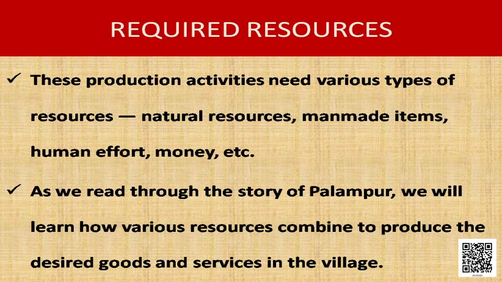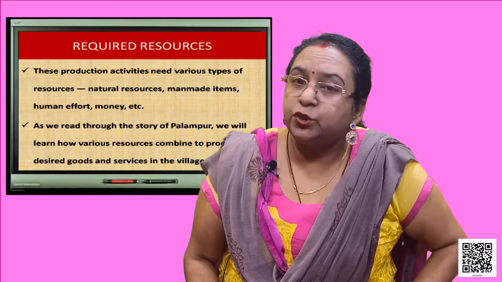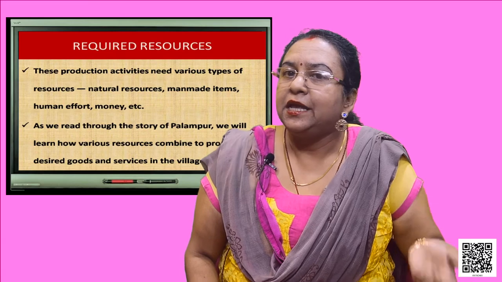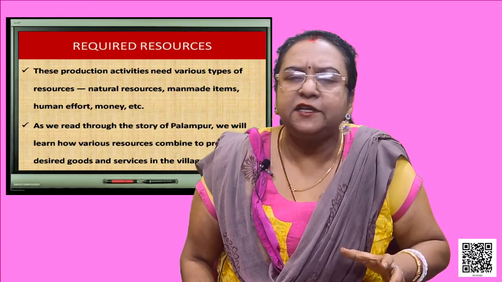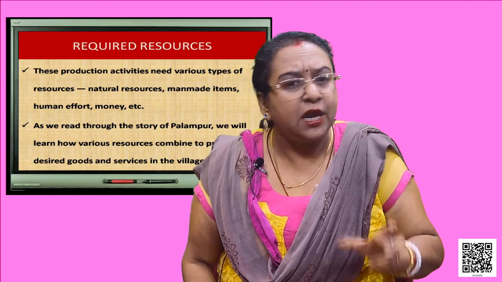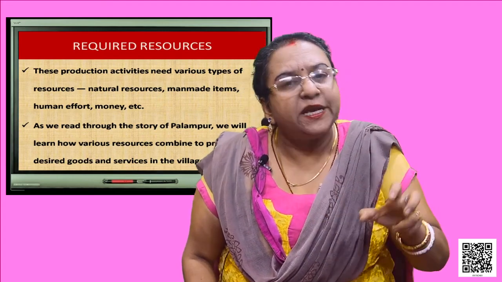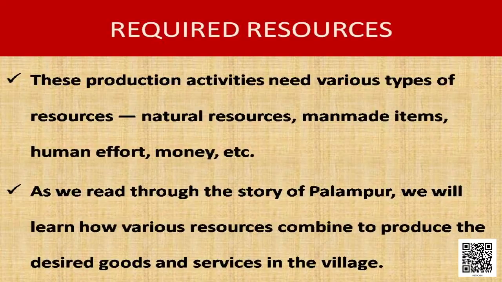These production activities need various types of resources. What are those resources? Natural resources, man-made items, human effort, money, etc. So these are, in some way or the other, the inputs for whatever production we are doing. These are obvious, or you can say necessary things, which are there in the input form. Then as we read through the story of Palampur, we will learn how various resources combine to produce the desired goods and services in the village.